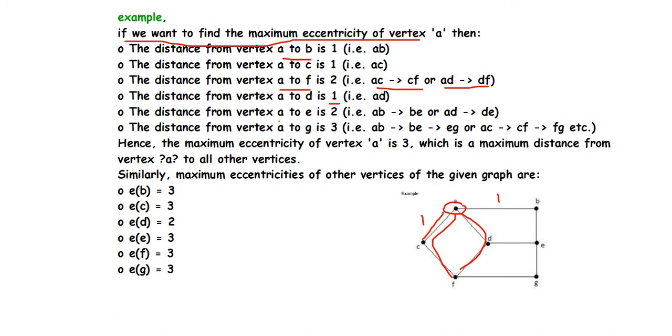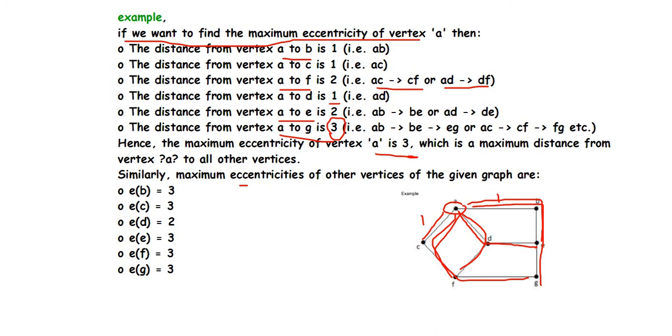The distance from the vertex A to E. Now traveling from A to E, we can either go from AB to BE, or we can even go from AD to DE. A to G is also the same. You can even take ABEG, or we can take ACF, FG, that way. Any way is also possible. So if we take the maximum eccentricity of vertex A, the maximum is E, which is traversing to G, to all the other vertices.